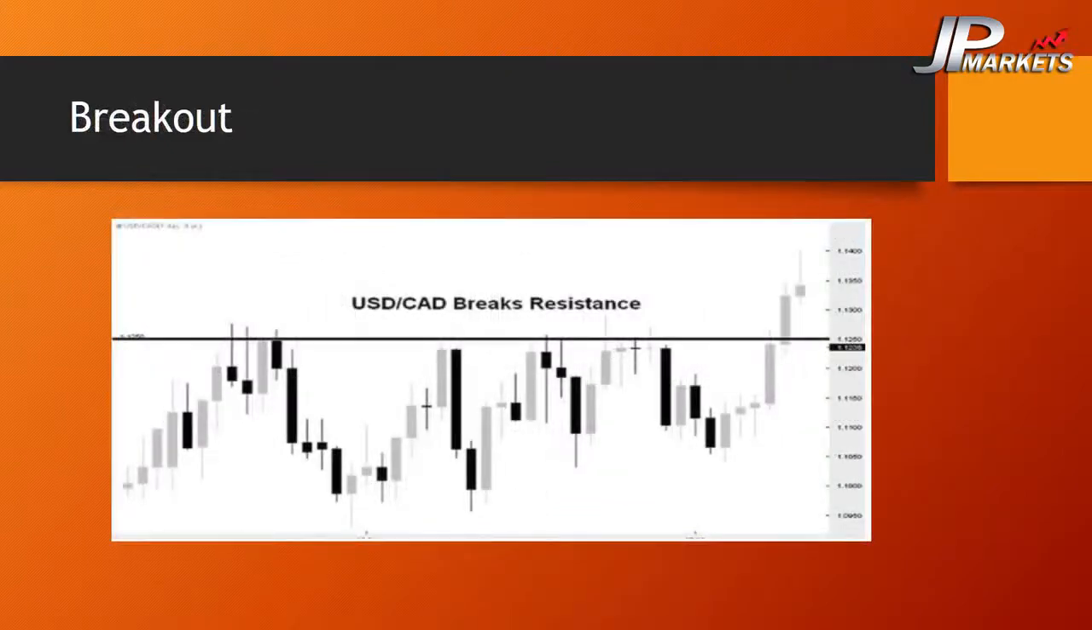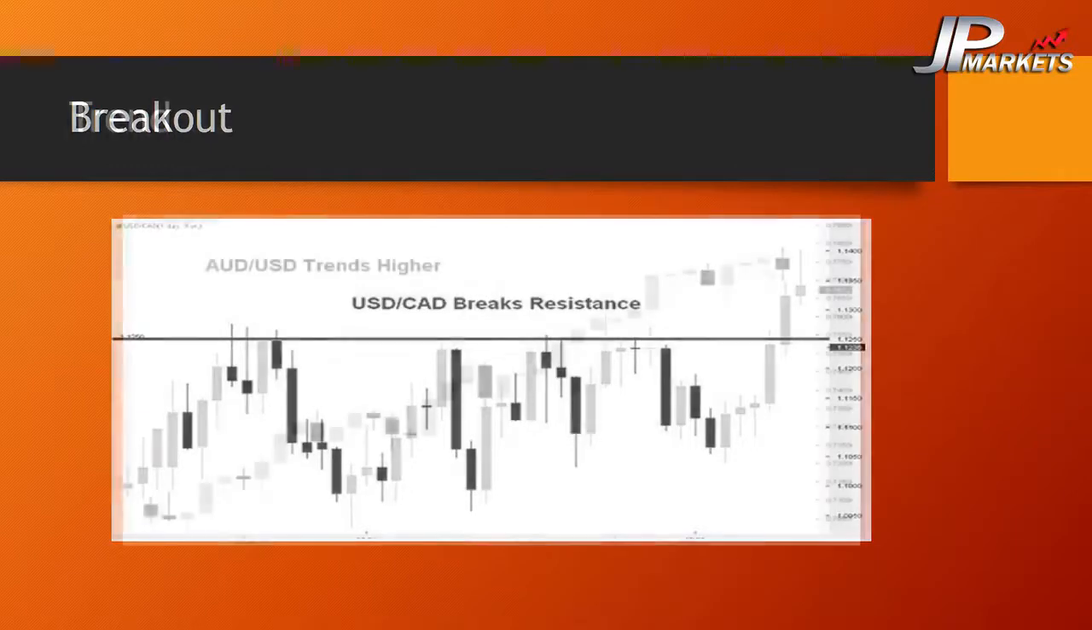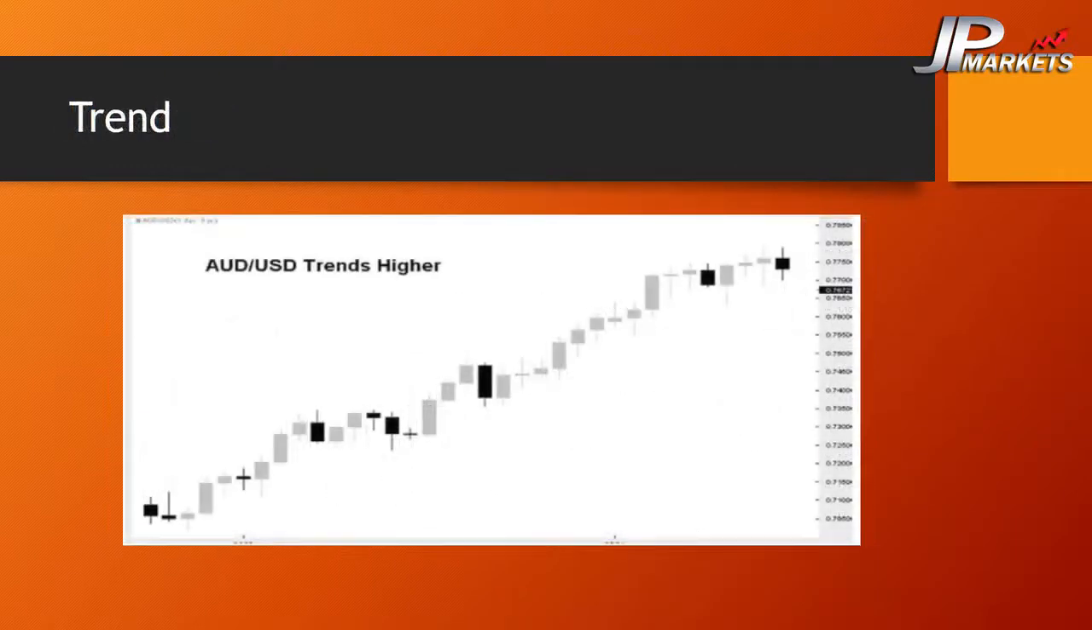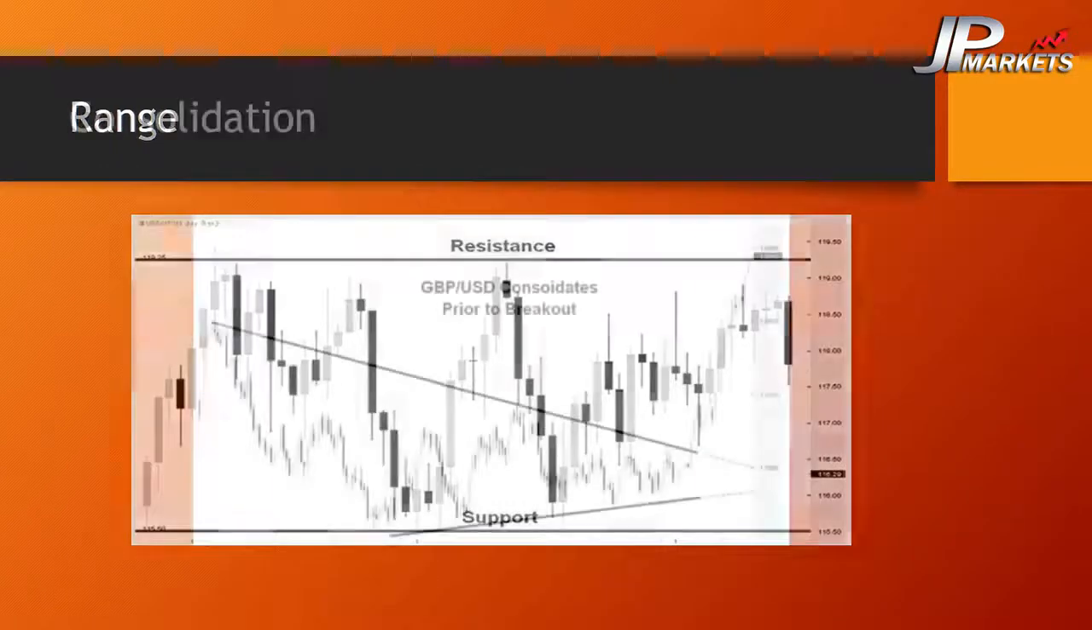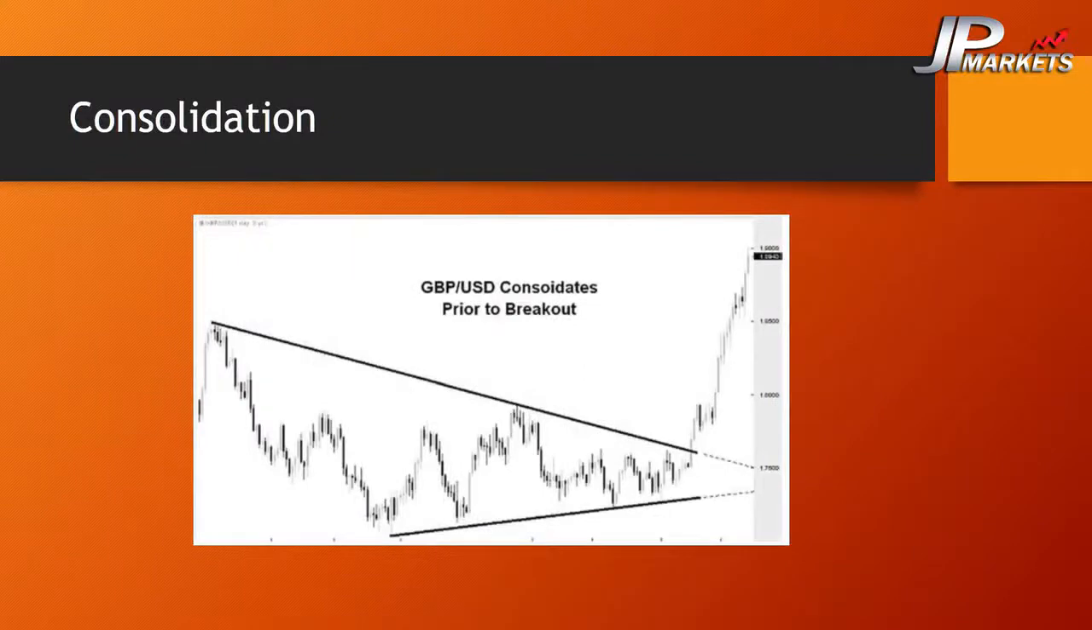A breakout occurs when the exchange rate breaks beneath support or above resistance. A trend occurs when the exchange rate moves consistently in one direction, either higher or lower. A range occurs when the exchange rate has no clear direction and is contained within visible support and resistance levels. A consolidation occurs when the exchange rate is trapped in an ever-narrowing area. Consolidations often lead to breakouts.